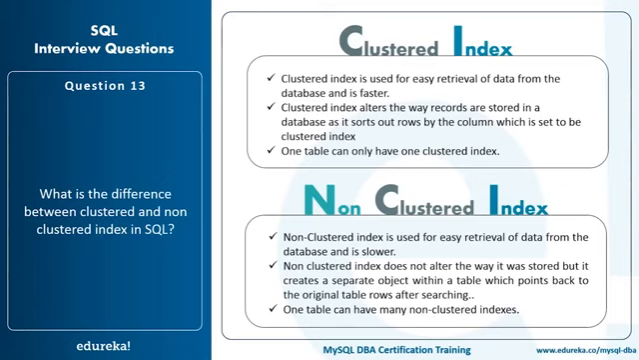The non-clustered index does not alter the way it is stored, but it creates a separate object within a table which points back to the original table rows after searching. Also, one table can have many non-clustered indexes. The main difference between both of them is that both are used for easy retrieval of data, but the clustered index is faster than the non-clustered index, and a table can have only one clustered index, but a single table can have many non-clustered indexes.